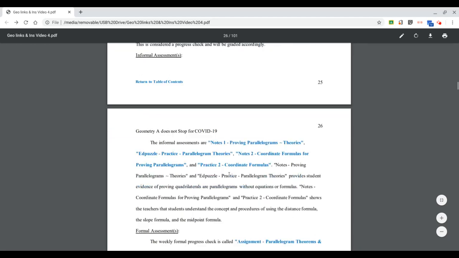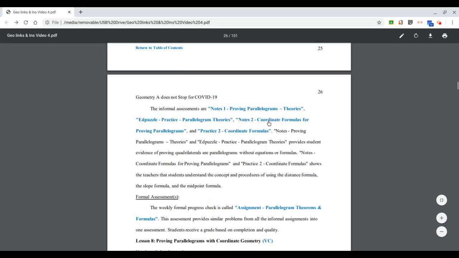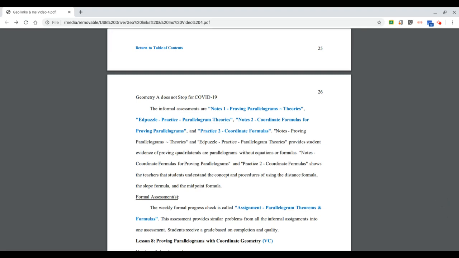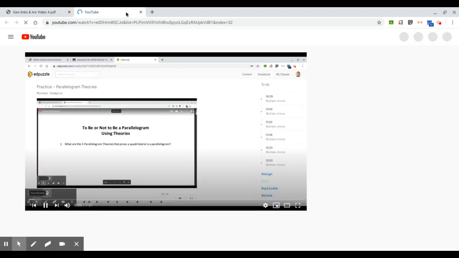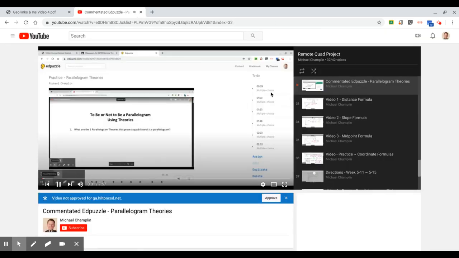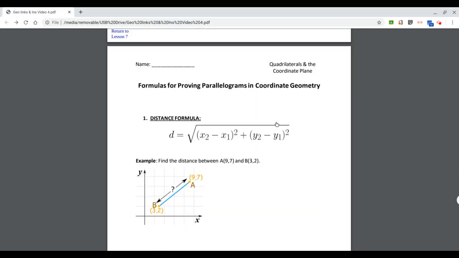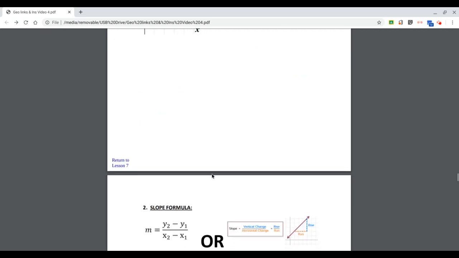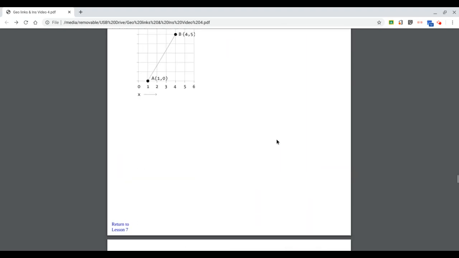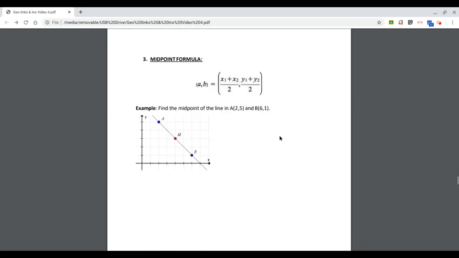Then we have the Ed Puzzle, which is a video because I can't grant you access to the actual class. It's too many steps to have you become a student for that class. But here is a commentary video for your information. We also have Notes 2, coordinate formulas. So these are the formulas that they do along with the notes, and I provide some practice problems too.